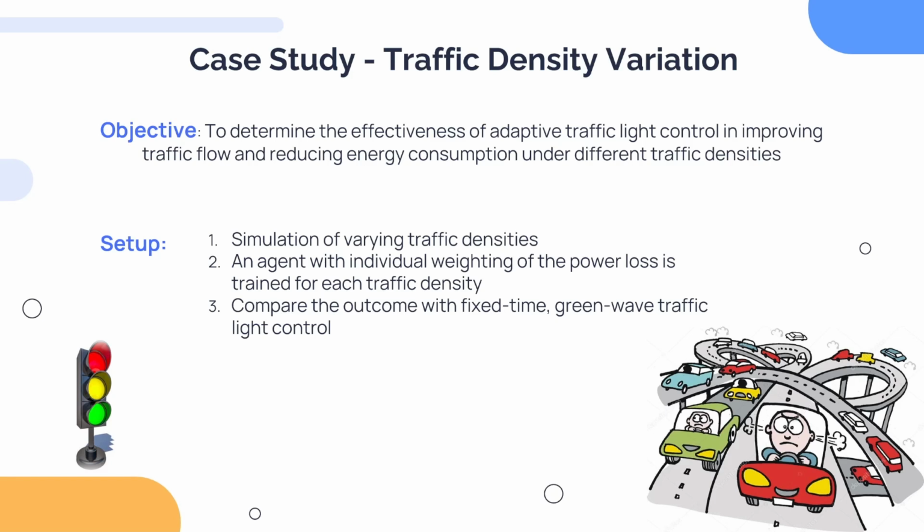So for the case study setup, there will be a comparison between two controllers: the adaptive controller that uses the reinforcement learning agent and the traditional fixed time controller. The two controllers will be evaluated based on two criteria, which are the total carbon emission and the average speed of the traffic flow. And these two controllers will be tested under different traffic density conditions.